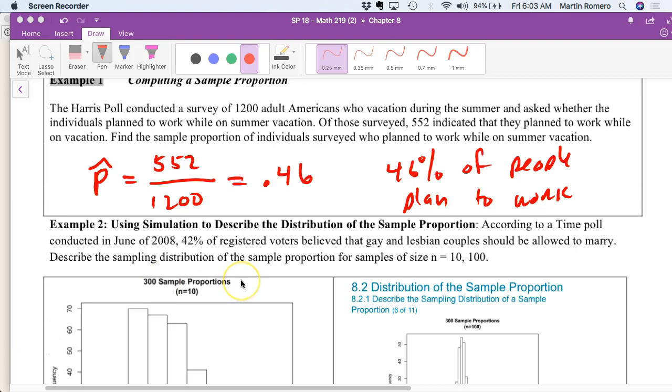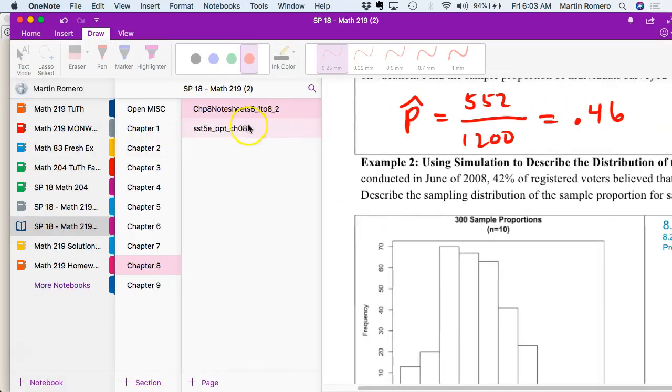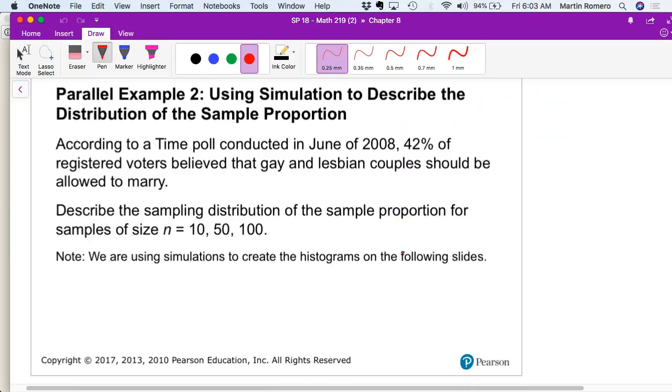This leads us to our next idea, similar to chapter 8.1. In 8.1, we did sampling distributions of the sample mean. In this section, we're doing sampling distributions of the sample proportion. So we're going to use a simulation to explain that. You have some pictures there in your note sheets, but let me show you a couple more. Here's a sample question. According to a Time poll conducted in 2008, 42% of voters believe that gay and lesbian couples should be allowed to marry. Describe the sampling distribution of the sample proportion for samples of size 10, 50, and 100.